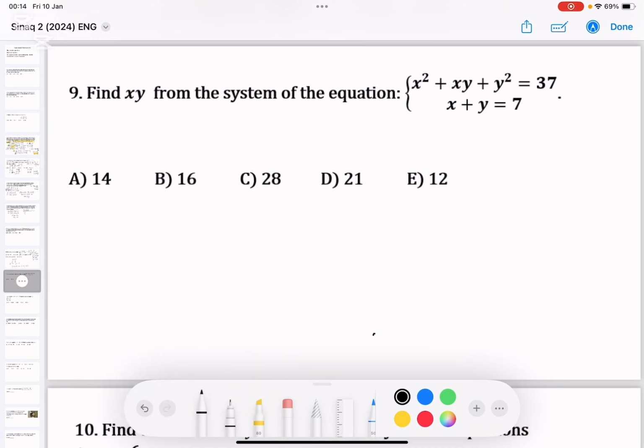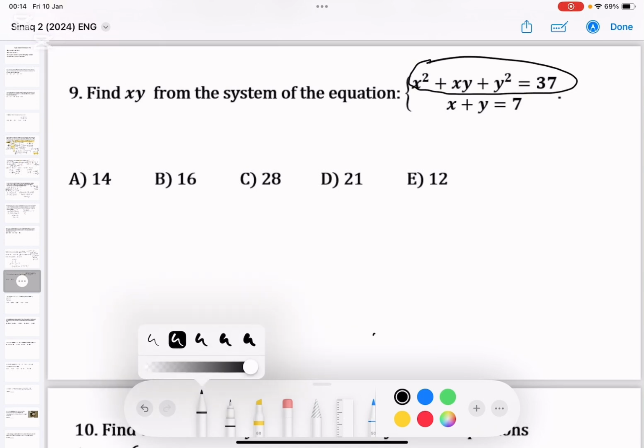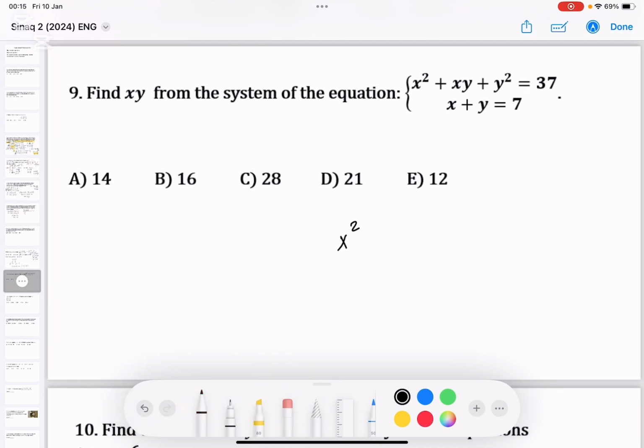Find x, y from the system of equations. So let's see what we can do. Well, I see that it almost looks like one of the short multiplication formulas, the very, very famous one. It lacks something, so let's add the missing parts to get the full image of the formula: x squared plus 2xy plus y squared.